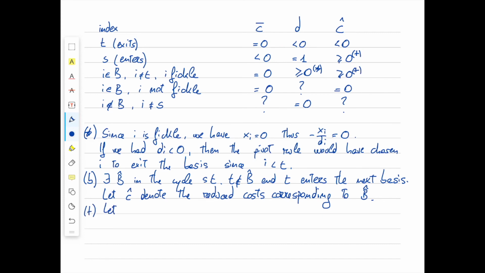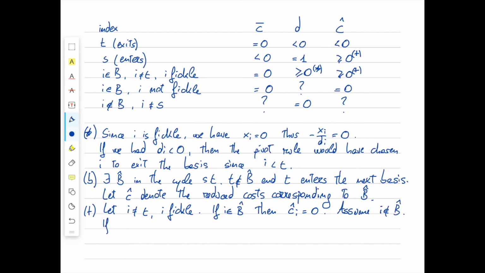I'm going to consider an index i different from t and ficle. So I will prove in one shot both these cases. Let's consider separately two cases. First, the easy one. If i is in B hat, then obviously c hat i equals 0. So we're done. So assume now i not in B hat.